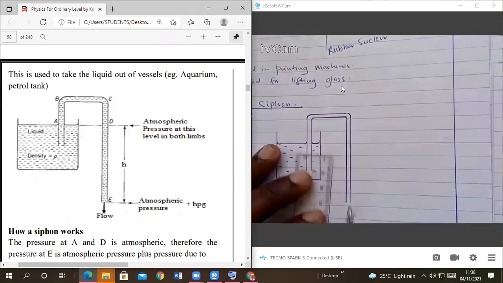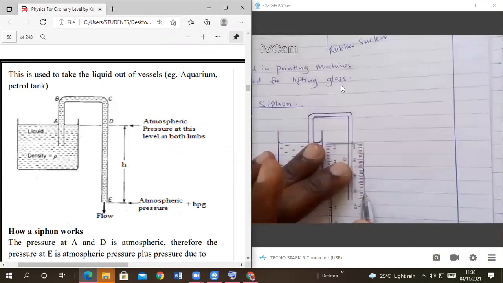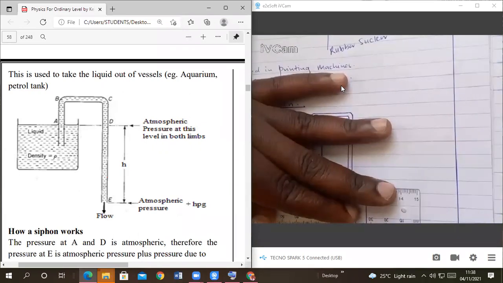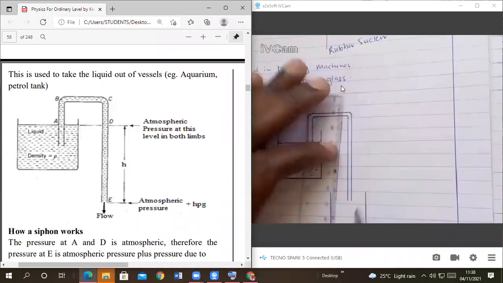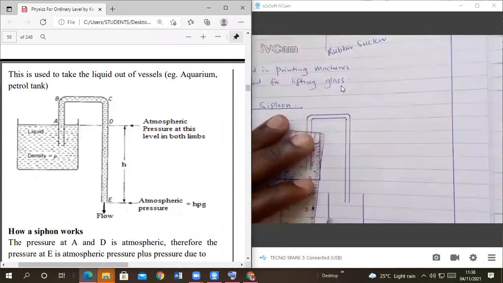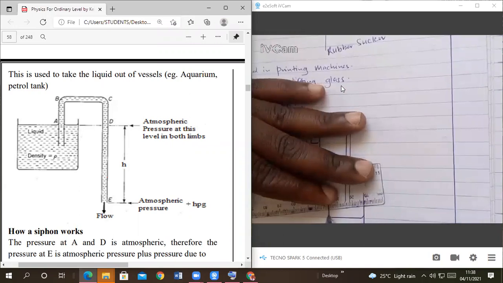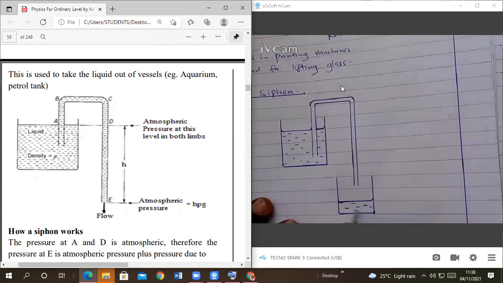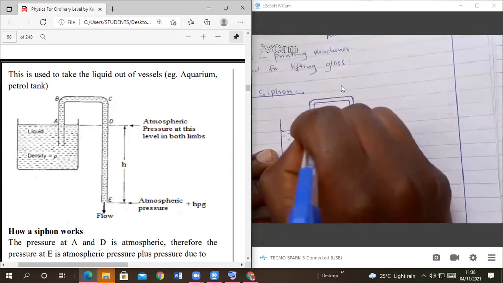Okay, so here we can put also another container to make it interesting. So you can make it interesting like that. And we have water here and it is coming out. So here it has entered.